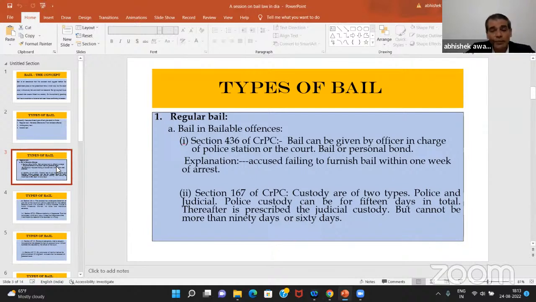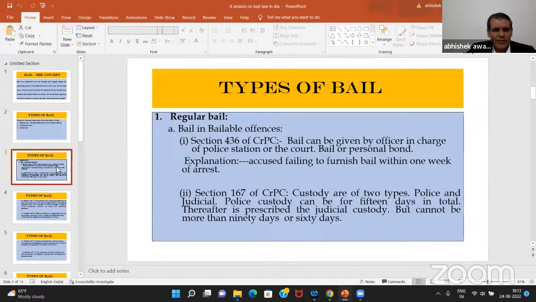Section 436 of CrPC talks about bailable offenses. What does it say? Whenever a person accused of committing a bailable offense is arrested by an officer in charge of the police station, or is produced before the court, and he is ready to give bail, then he shall be released on bail. The court or the police in charge has to release him on bail, provided he is ready to furnish bail.